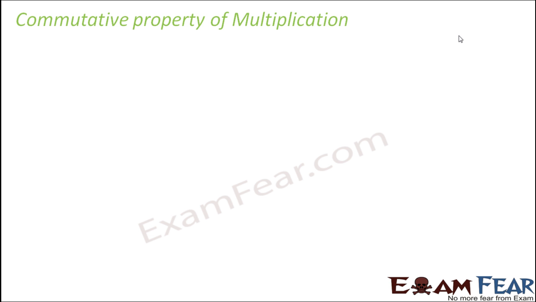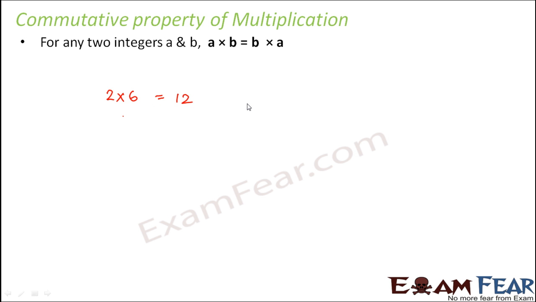Next is commutative property. So when it comes to commutative property, again we talk about the same interchange of integers. So we say that for any two integers a and b, a into b is equal to b into a. So let us prove this with a lot of examples. So let us say we take two integers, 2 into 6. So the result is 12. Now if we reverse their order, that is 6 into 2, then also we get the same result.